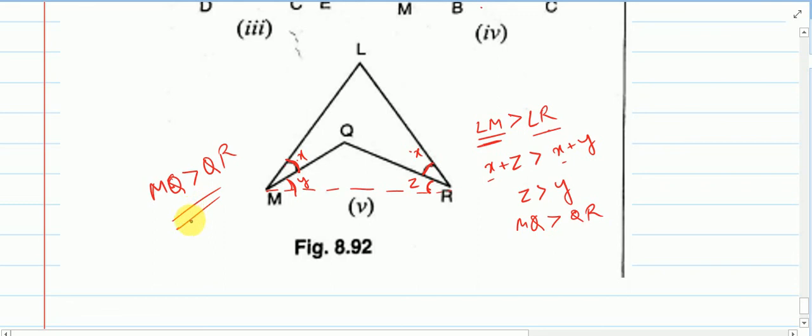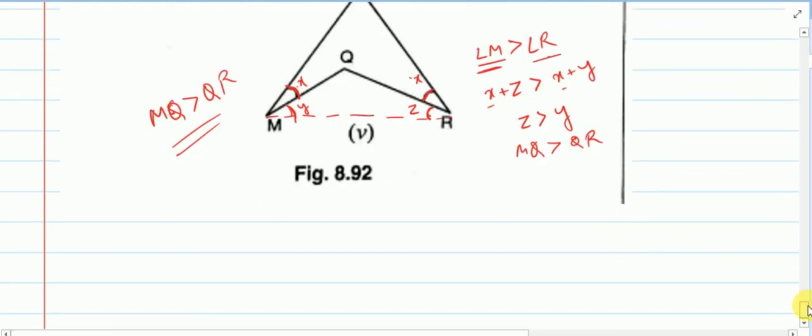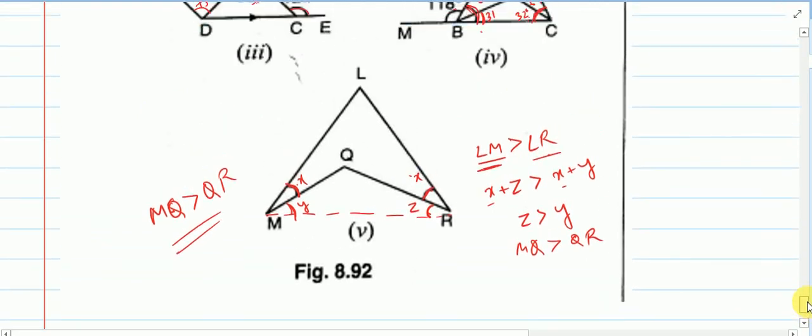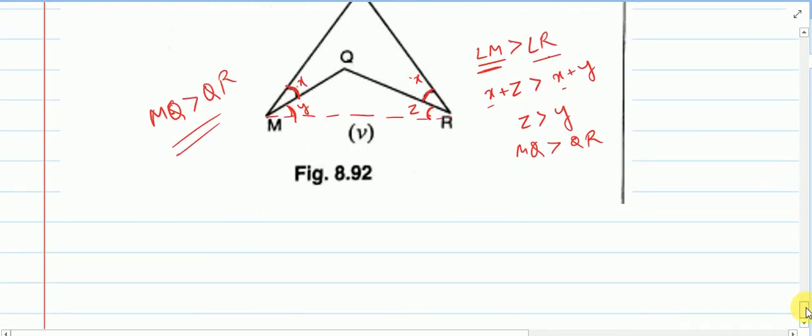So this is all about this exercise. We will not do any more questions from this exercise. You should always remember the concept, and very easy questions will be asked from here, where you just have to decide to arrange the sides or angles in ascending or descending order. Clear? So this is all.